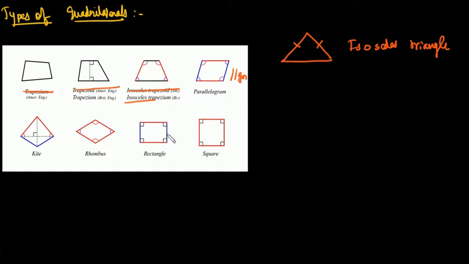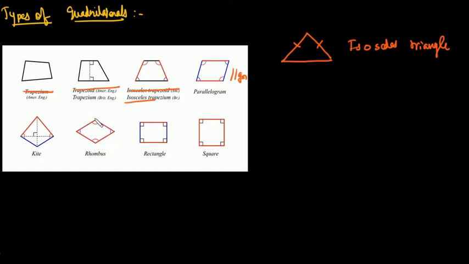Okay, what is a rectangle? If one of the angles of a parallelogram is a right angle, then it is called a rectangle. If one is a right angle, then the others would also be right angles. All four angles will be right angles. So if any one angle in a parallelogram is a right angle, we get a rectangle. What is a rhombus? If all the sides of a quadrilateral are equal, then it is called a rhombus. You can say that the four sides are equal.